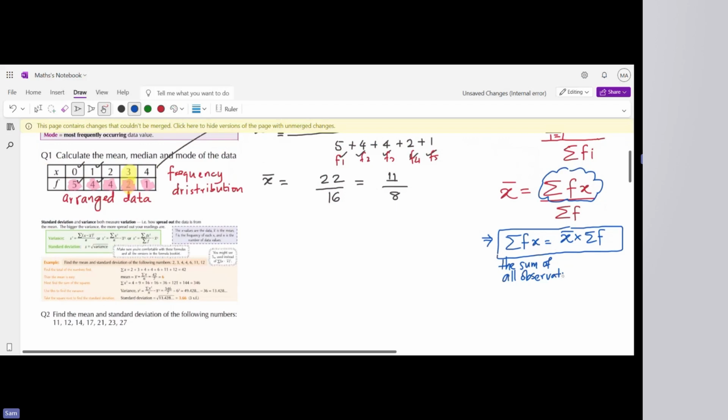Are you comfortable with the word observations, or do you want me to use items or something else? Is the word observations okay? Yeah. All right.